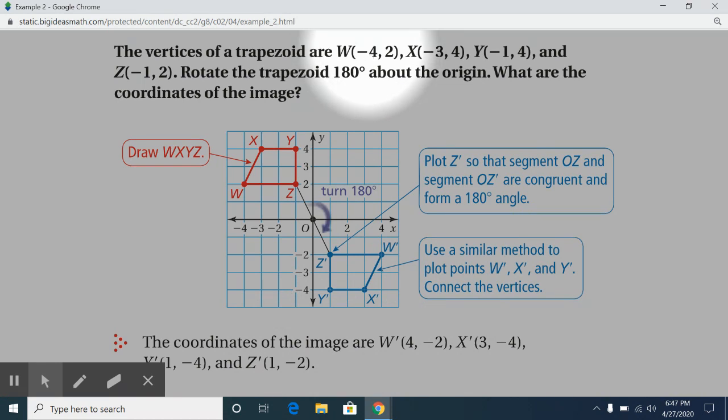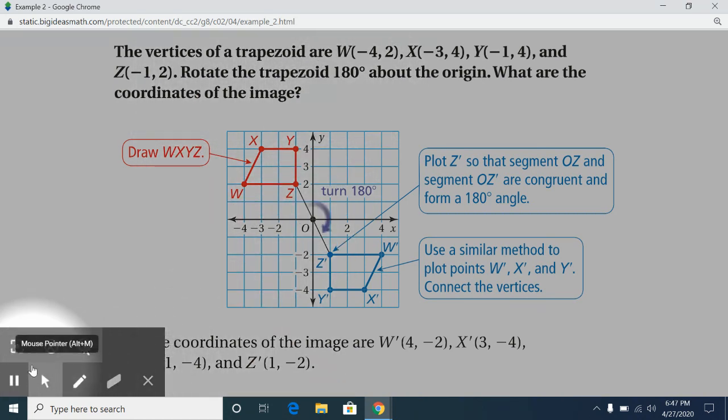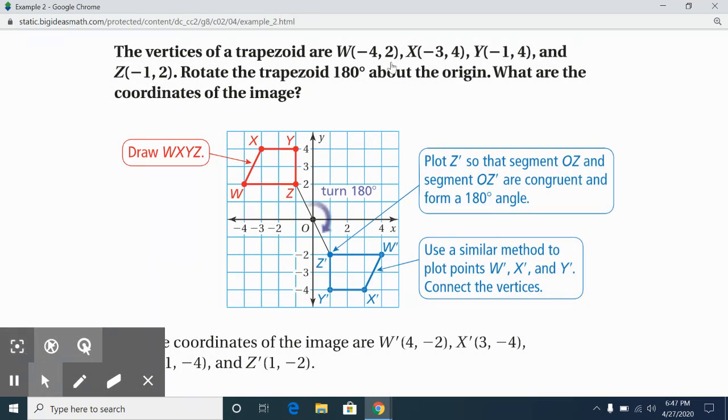The original W is -4, +2. Now W prime is +4 and -2. I'm not going to go through everything, and so on. We take everything and just flip-flop it to its opposite. So 180-degree rotations are actually pretty basic, where we just take everything, we leave the coordinates in the same spot, but we just flip-flop them to their opposites.